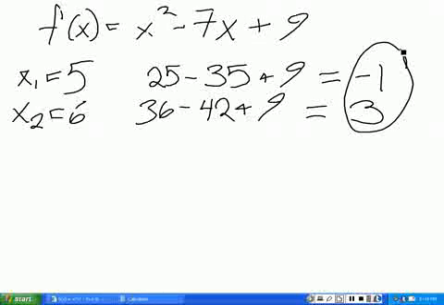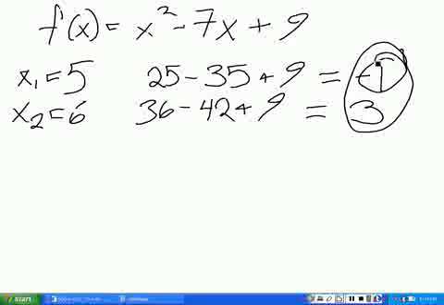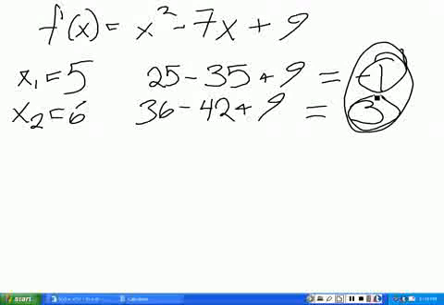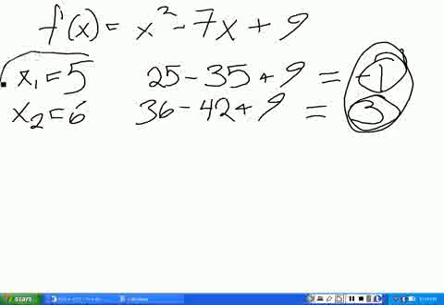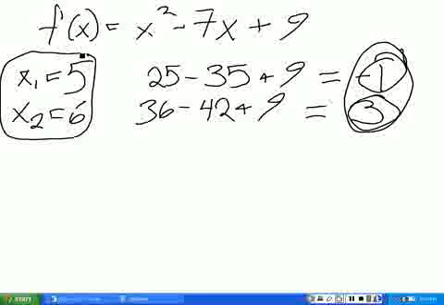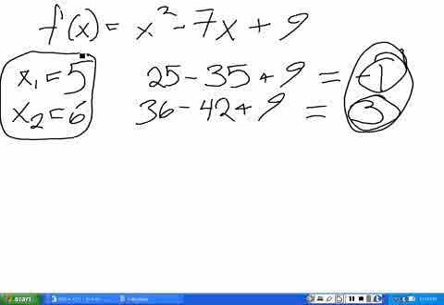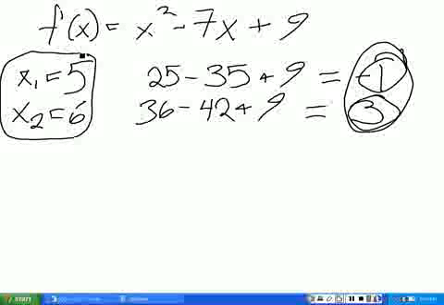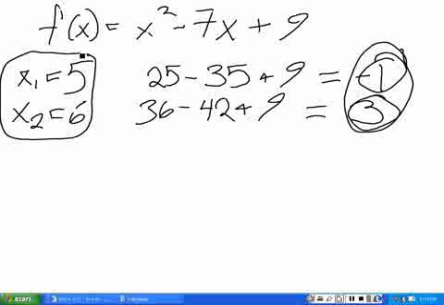Now, by continuity, I know the function must have a root, because it's got to cross over the x-axis to get between any negative number and a positive number. It's a continuous function because it's a polynomial. So I'm going to use these values, x1 equals 5 and x2 equals 6, together with the rule of false position in order to approximate the root of f. Okay, well, let's proceed with the rule.